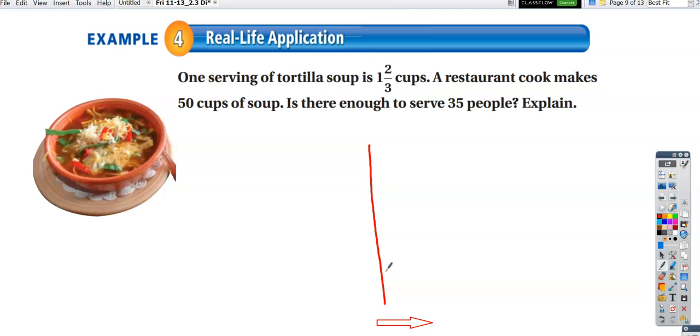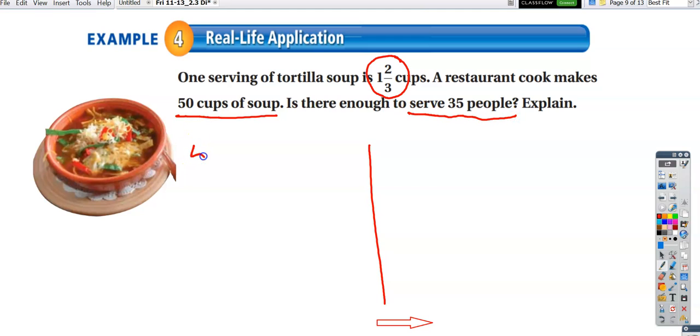If you are in a restaurant or you own a restaurant and you know that you have 50 cups of soup, and then you know that this is how much soup fits in one of the bowls that you have, right? When you measure it out, it's 1 2/3. So you want to give every patron who buys a bowl of soup the same amount because it wouldn't be fair. The question is, hey, are you going to be able to serve 35 people soup today?